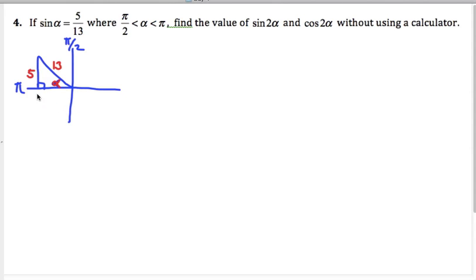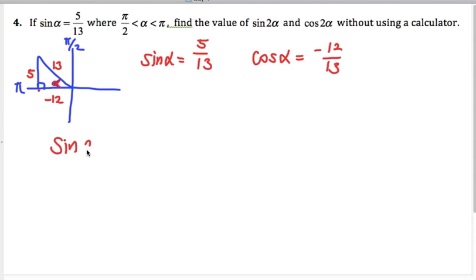Whatever value you see here in the cosine, you're just going to get a negative value. Using the Pythagorean theorem, you can figure out that this is 12, but it's to the left of the y-axis, so it's negative 12. So we know the sine of alpha is 5 over 13, and the cosine of alpha is going to be negative 12 over 13. Once you know these two values, you can figure out sine 2 alpha and cosine 2 alpha without a calculator, easy.